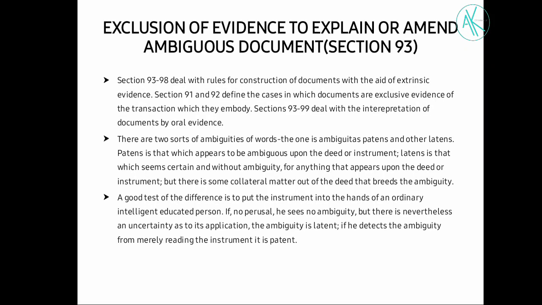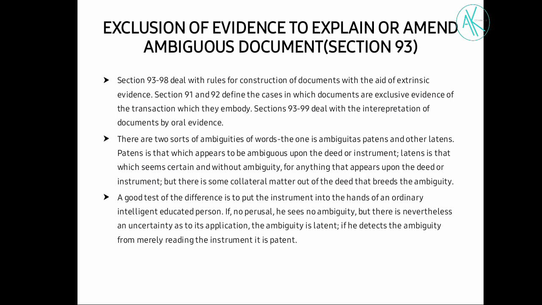Under Section 93, exclusion of evidence to explain or amend ambiguous document. Sections 93 to 98 deal with the rules for construction of a document with the aid of extrinsic evidence. Sections 91 and 92 define the cases in which documents are exclusive evidence of the transaction which they embody. Sections 93 and 99 deal with the interpretation of a document by oral evidence.